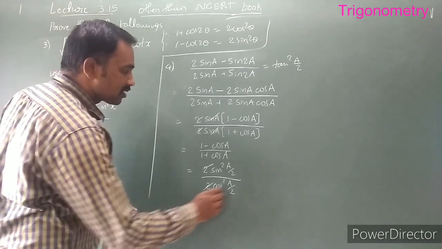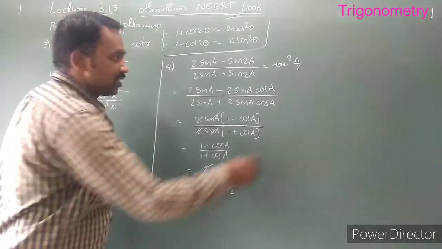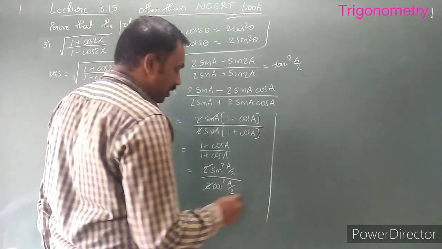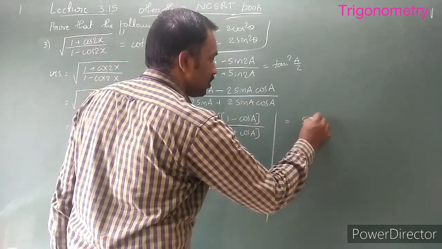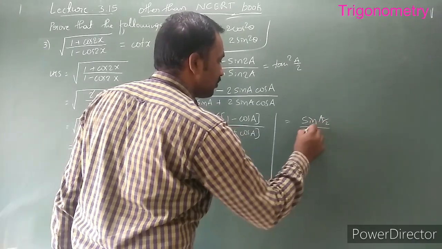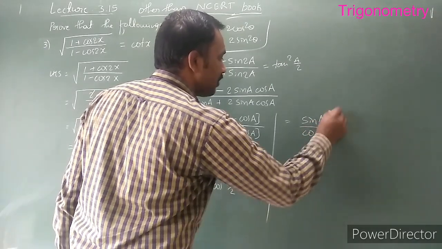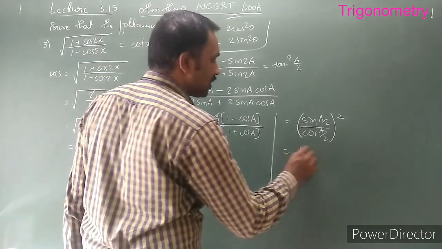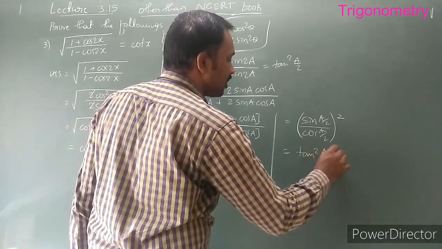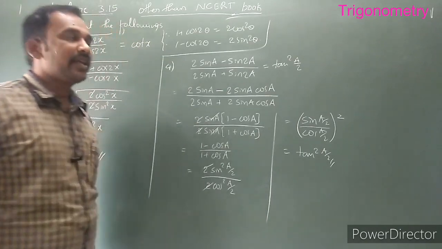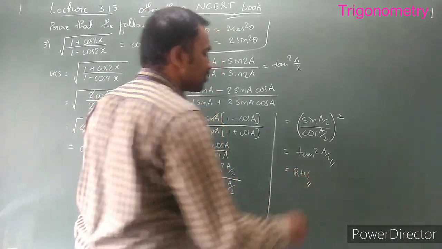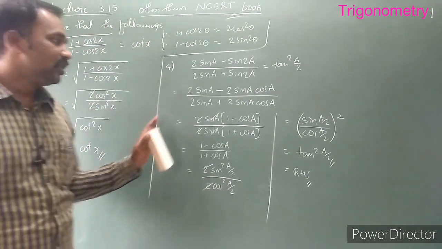Here the 2 gets cancelled. What is left? I just continue here. Sin square A by 2 divided by cos square A by 2. So sin of A by 2 divided by cos of A by 2, whole square. Sin by cos is nothing but tan. So tan square of A by 2. Hence LHS is equal to the RHS. So this is how we have to solve the problem.